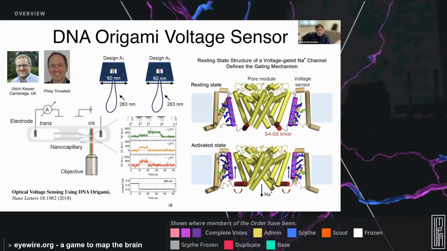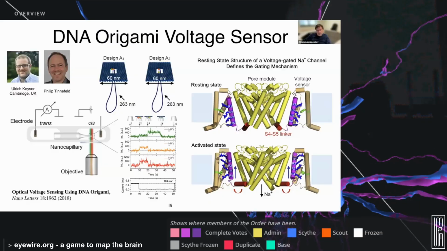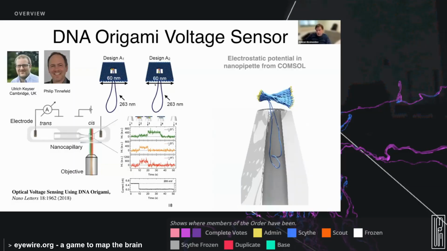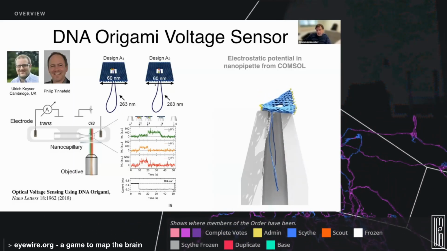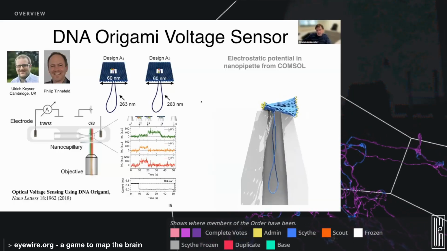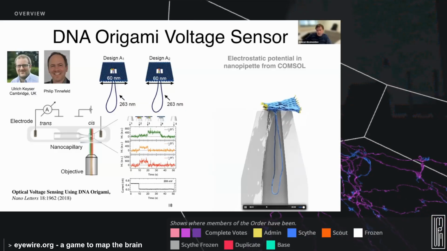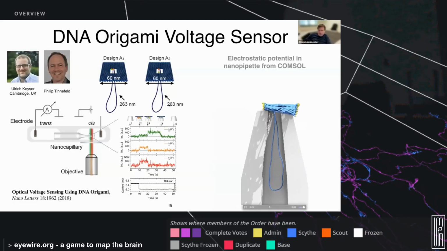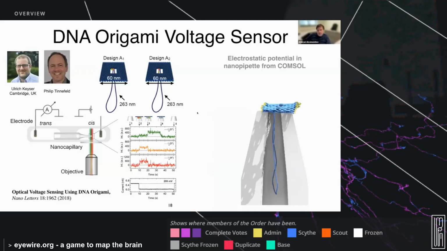Our early work in this area was together with Ulrich Kaiser and Philip Tinnefeld labs, where we used a DNA origami construct to read out the voltage by measuring the distance between two fluorescence dyes. Here are simulations that illustrate how it works. We have a nanopipette and a DNA origami plate with two fluorescent dyes. But the spacing between the dyes will depend on the voltage that we apply, and that's what was demonstrated in this paper.